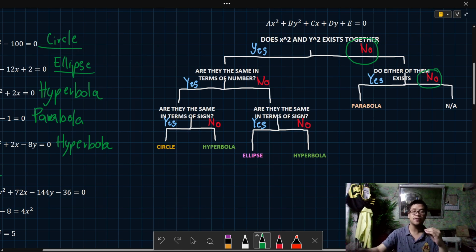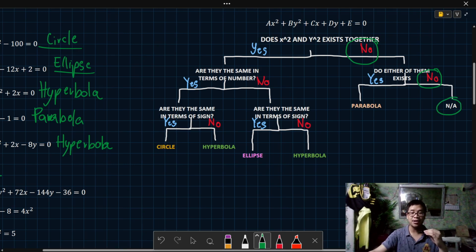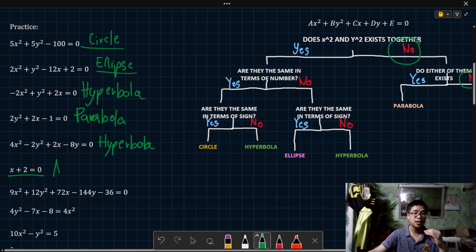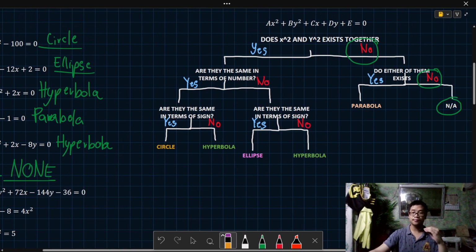If one of them exists, then yes, and if it's a yes, then it's a parabola. But here, both of them don't exist. So the answer for that is NA, or we can simply say none. All right, so let's go.